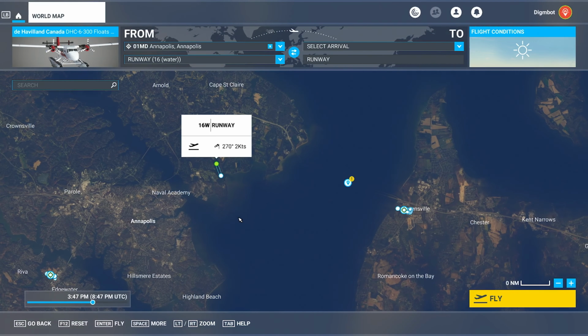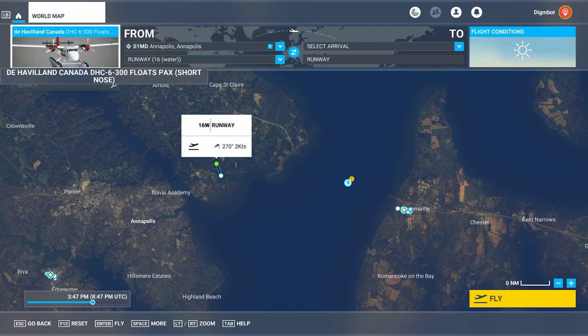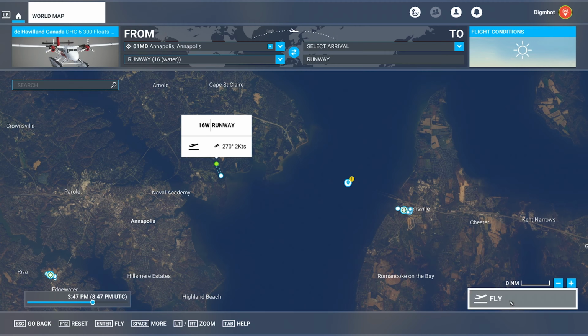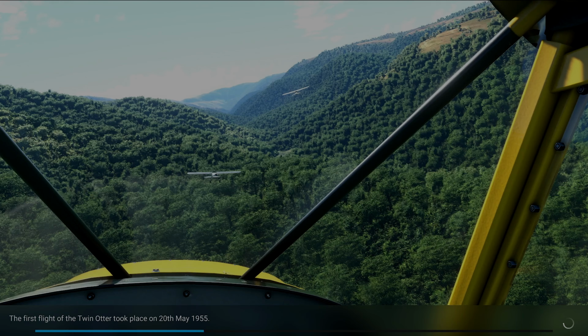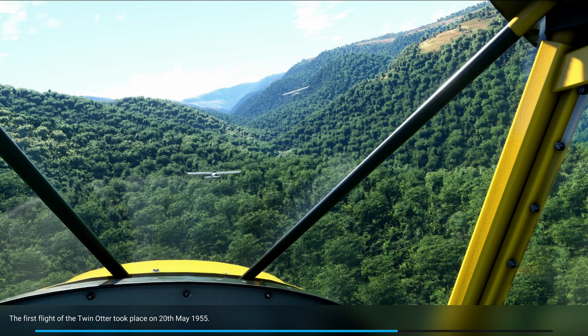Now, you can choose to take off from Stevensville, or I'm going to take off from Naples over here, in the de Havilland DH-6300 float, because I like float planes and I like using them whenever I have an opportunity. However, plenty of other places to take off. And we're going to be checking out this bridge.